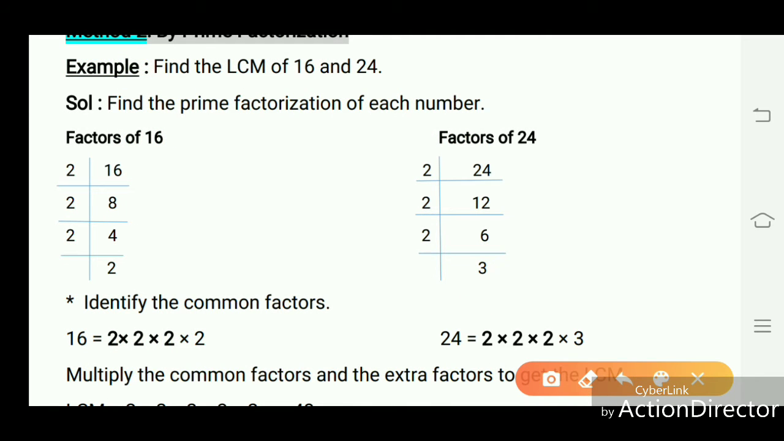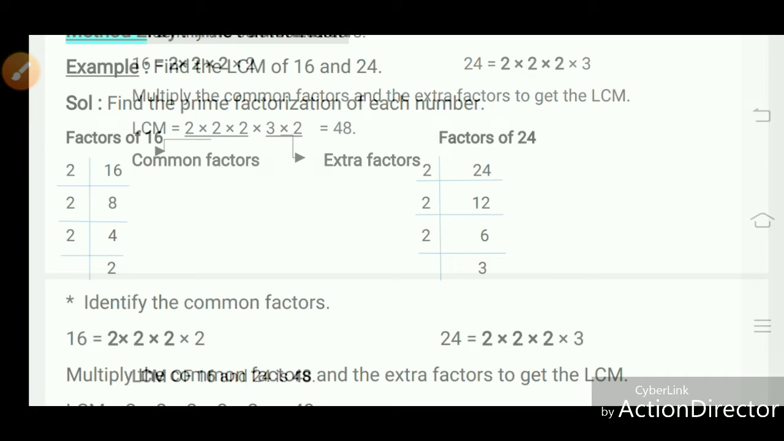Now here we find factors of 24. First we divide this 24 by 2. We get quotient 12. 12 2's are 24. And now we divide this 12 by 2. We get 6 here. 2 6's are 12. And again we divide this 6 by 2, we get 3. 2 3's are 6. So the factors of 24 are 2 multiply by 2 multiply by 2 and multiply by 3.